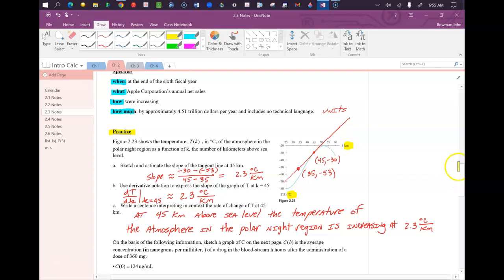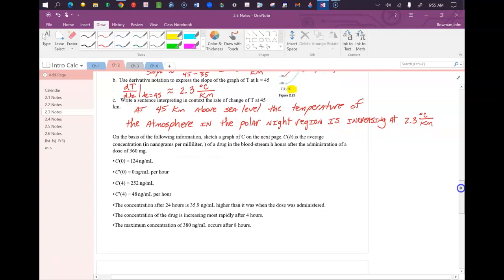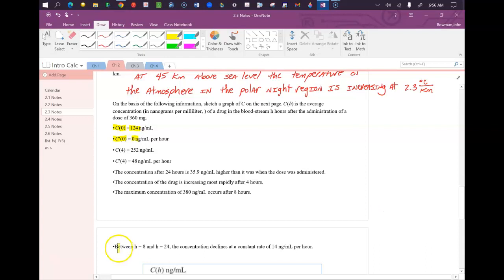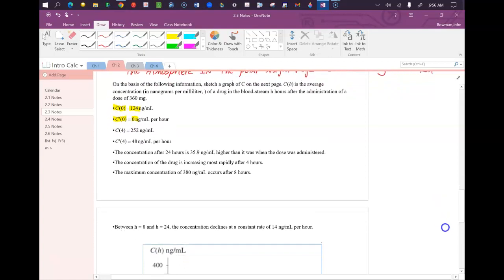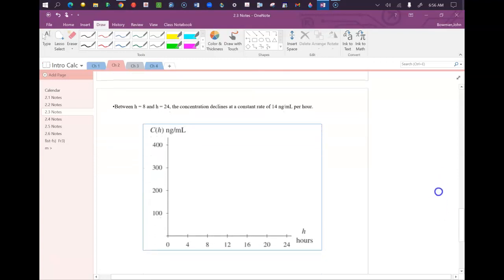All right, this next problem is a bit different. In this one, I would like you to read all the information here and be careful when you're reading this. So, for example, C of 0 is 124, but C prime of 0 is 0. Read all that information, and there's a bit of information that got pushed onto the next page as well. And try and come up with a graph of the C of H function. I'm going to pause the video, give you a chance to do that, and then you can play and check your answer.